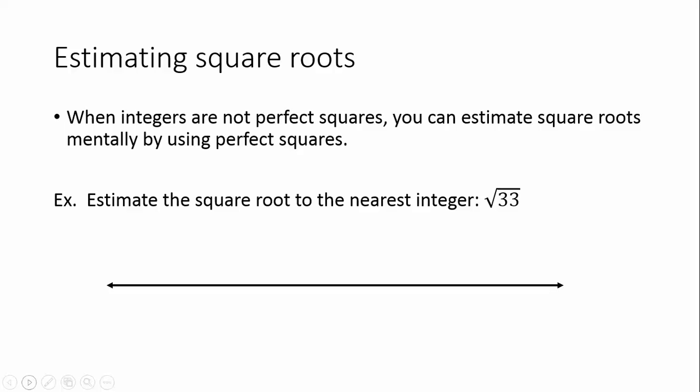Next, we want to estimate square roots. So when an integer is not a perfect square, you can still estimate it mentally by using perfect squares. So the example we're going to use here with this number line is going to be the square root of 33. I'm asking you to estimate the square root to the nearest integer. So you know that 33 is not a perfect square. What we need to do is figure out what perfect square is just below 33 and what perfect square is just above 33.